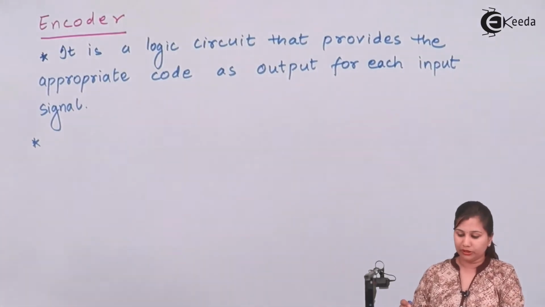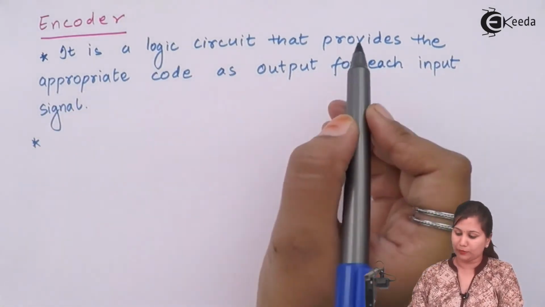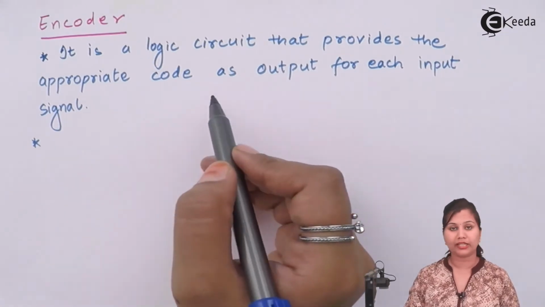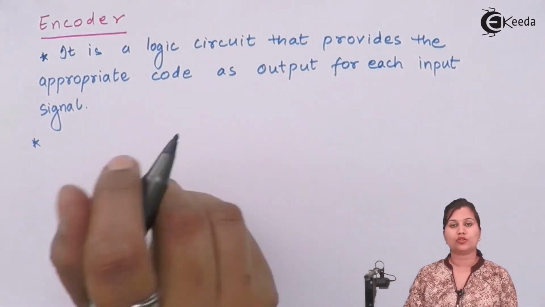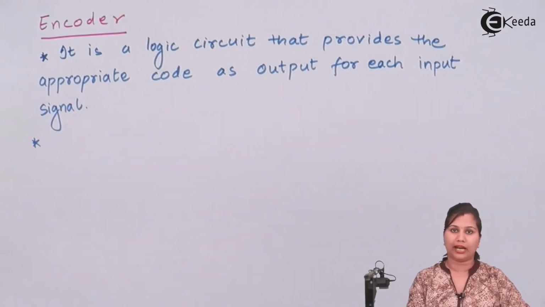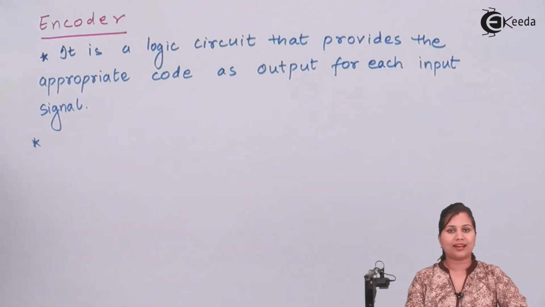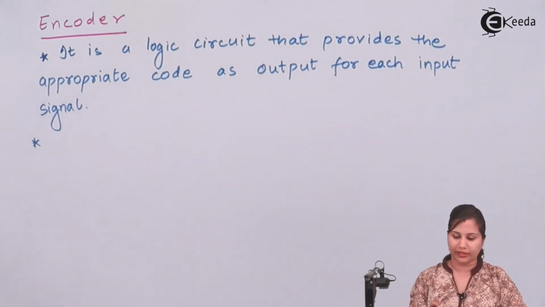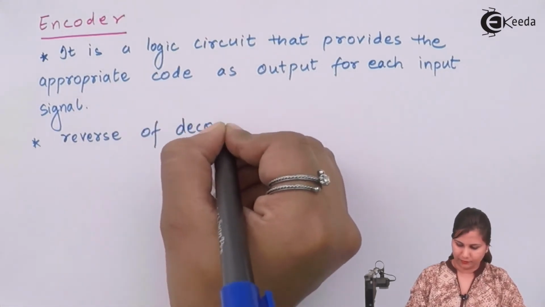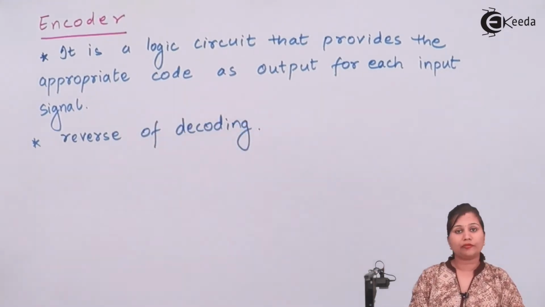So an encoder is a logic circuit which provides the appropriate code as output for each input signal. Whatever input signal you give, it will generate a code for that input, or we can say that it is the reverse of decoding. In the case of the decoder, we had a 3 to 8 decoder. Here we will have an 8 to 3 encoder.